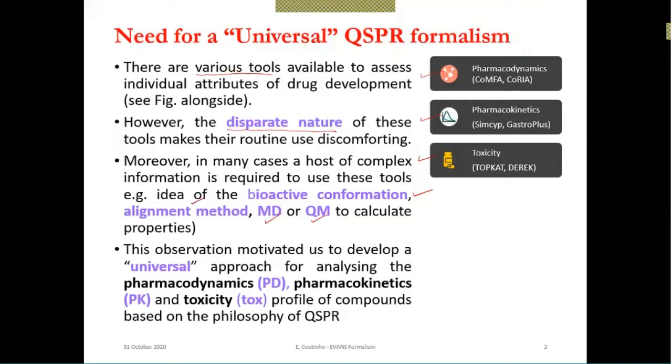So with this background, in order to assess these three fundamental properties in drug design, pharmacodynamics, pharmacokinetics, and toxicity, along with the host of complex information that is required in many of these programs, we thought that we could try to develop a universal approach that could help us to treat pharmacodynamics, pharmacokinetics, and toxicity issues of compounds, all based on the philosophy of quantitative structure-property relationships.